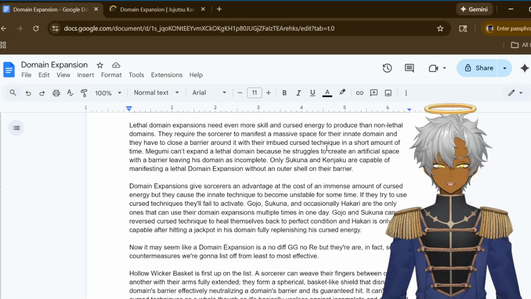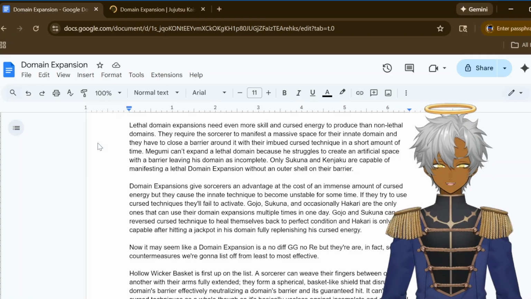They don't always have to close a barrier around it because, as we've seen, Sukuna does not have a barrier around his, and I believe Kinjaku also doesn't have a barrier. Not really a spoiler, but just letting you know. And then Megami, his is Megami's explosion. Megami, his is incomplete, but it also does not have a barrier.